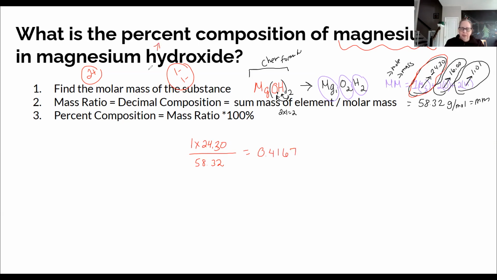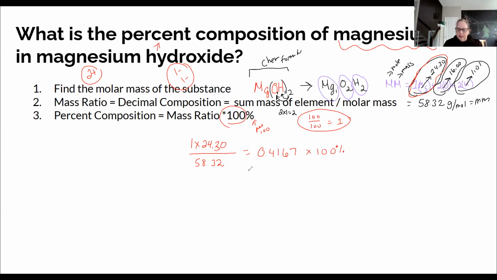Okay, but that's not what it asks for. It asks for the percent composition. So to get the percent composition, we're going to multiply by 100. Percent just means per 100, or 100 over 100, which is 1. This is why we're able to do it. It's basically a dimensional analysis, letting us change our units to percent.